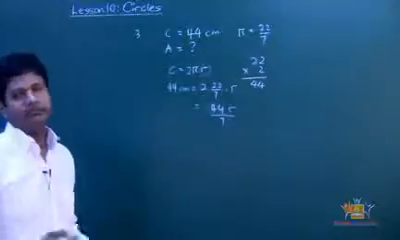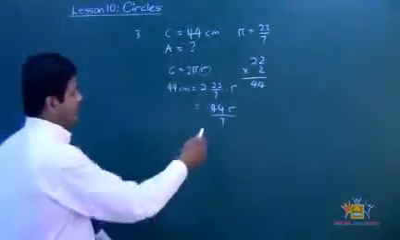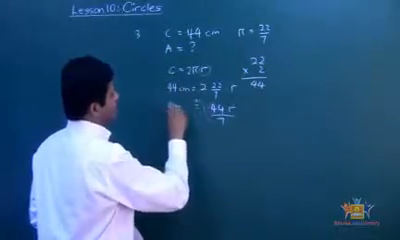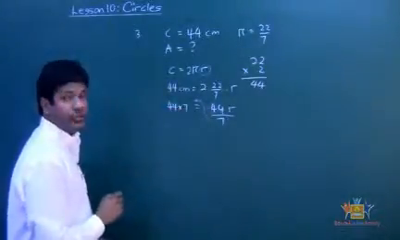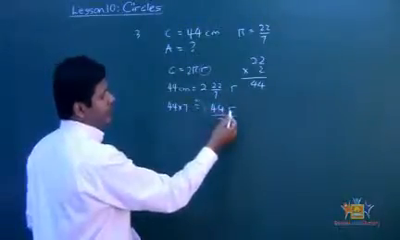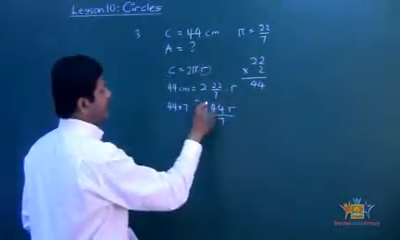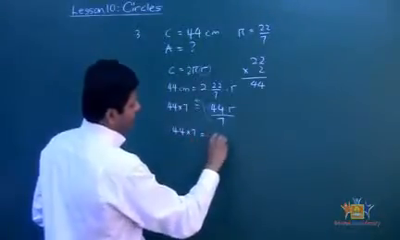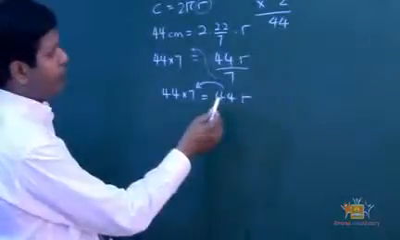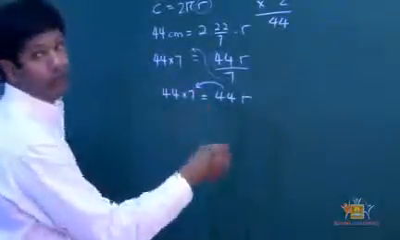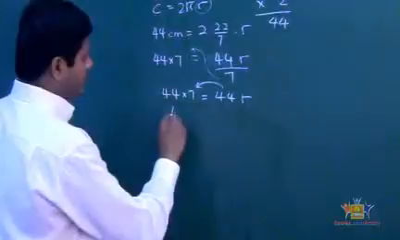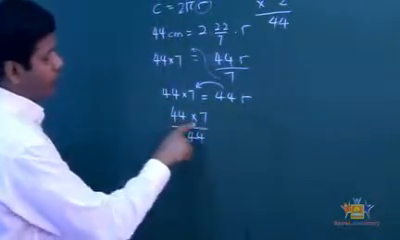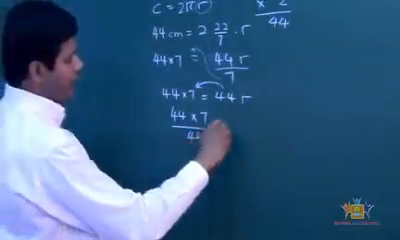So who got to go first? Doesn't matter, 7 or 44 can go. 7 is dividing, so crossing the bridge it becomes multiplication. So 44 times 7, and then who's next? 44. What's 44 doing to r? It's multiplying. So multiplication across the bridge becomes division. Over 44. So 44 times 7 divided by 44 equals r.